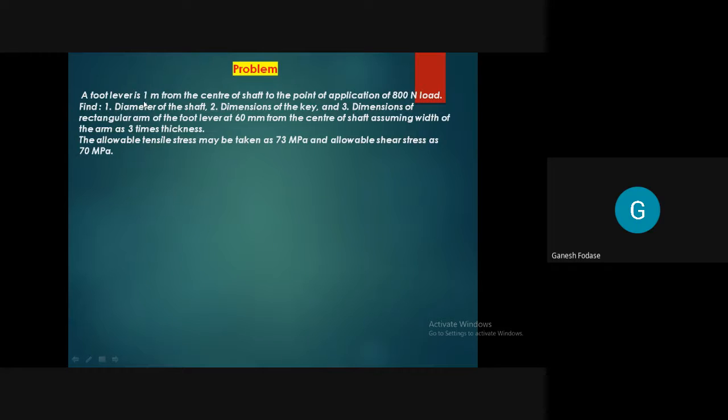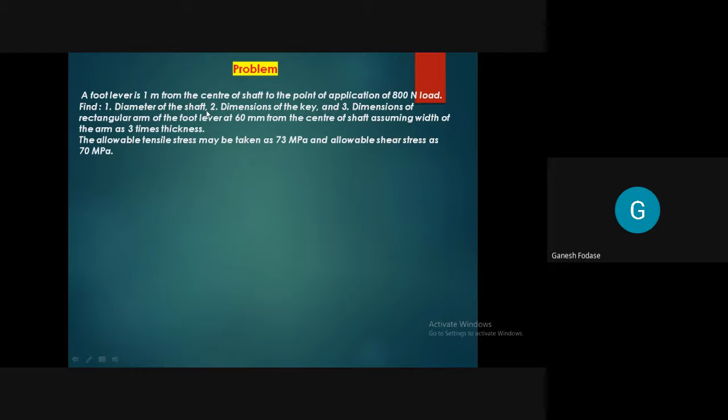The foot lever is 1 meter from the center of the shaft to the point of application of 800 Newton load. What is given? The length of the foot lever is 1 meter and the applied load is 800 Newton. So capital L is equal to 1 meter and P is equal to 800 Newton. These are the given data. We need to find out the diameter of the shaft.